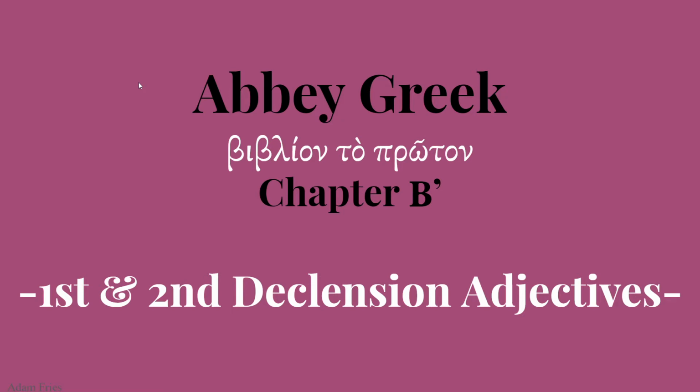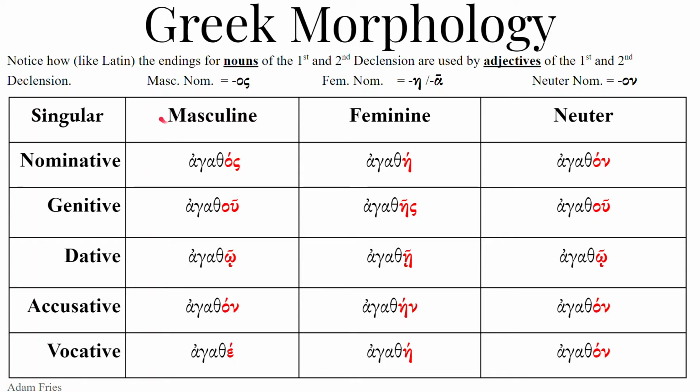This is a lesson on first and second declension adjectives of classical Attic Greek. We will be covering three and two termination adjectives. We'll start with the three termination adjectives, like agathos, agathe, agathon.